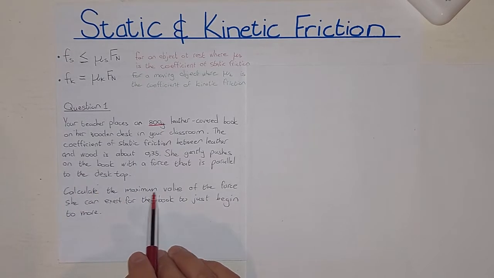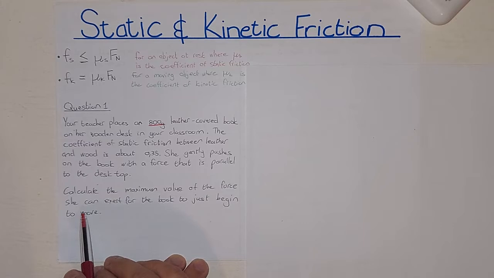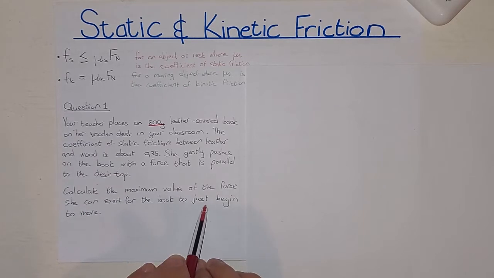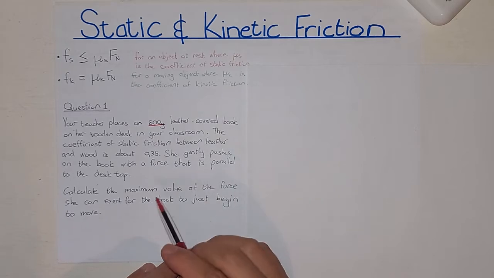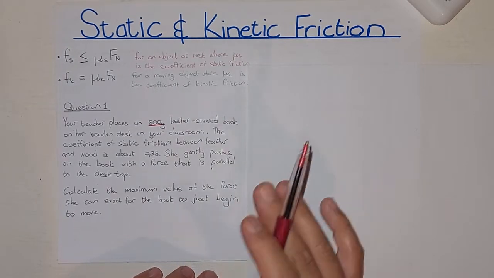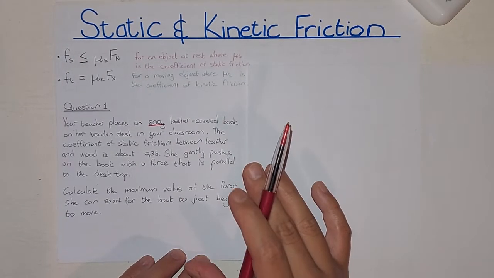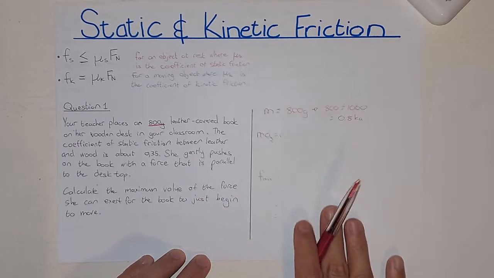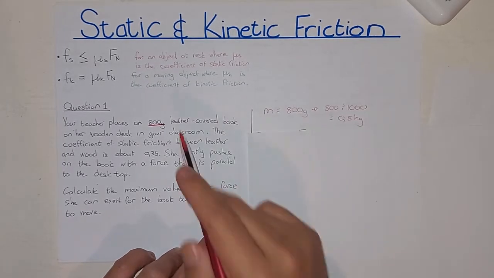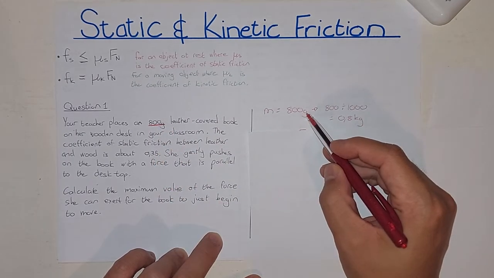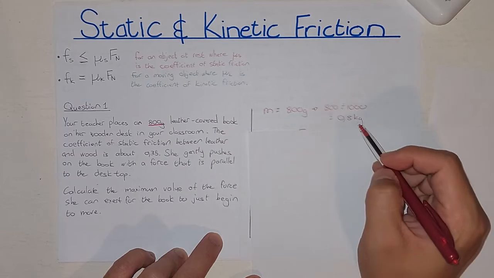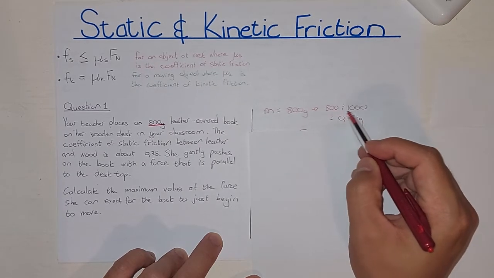Calculate the maximum value of the force she can exert for the book to just begin to move. So we're looking at the maximum amount of force that we can put just before the book is about to move. Right, so the first thing, and you notice I've underlined 800 grams, is because grams over here is not the correct SI unit. We need to convert it to kgs. So it's 800 divided by 1,000.